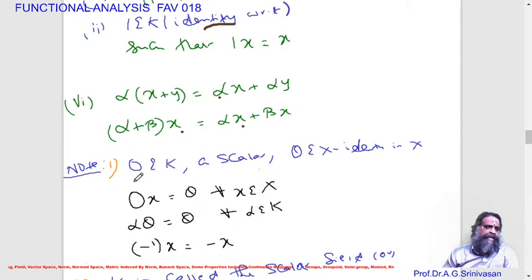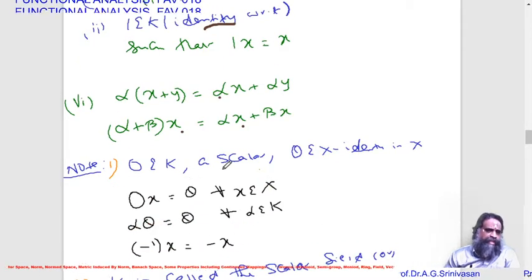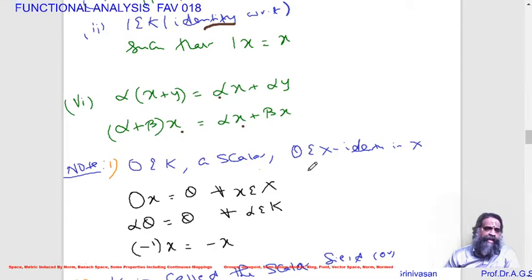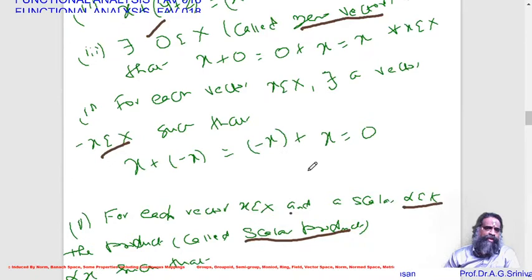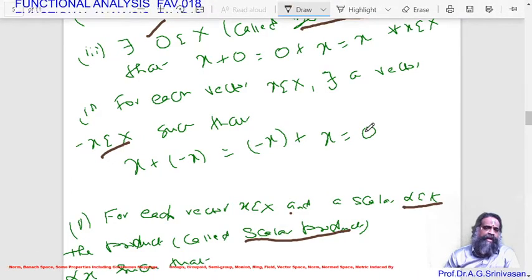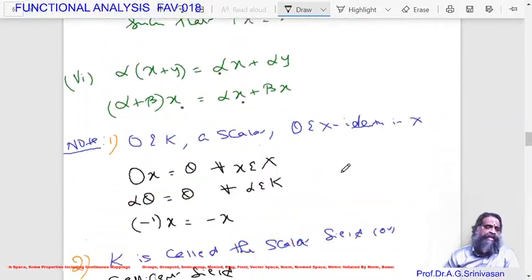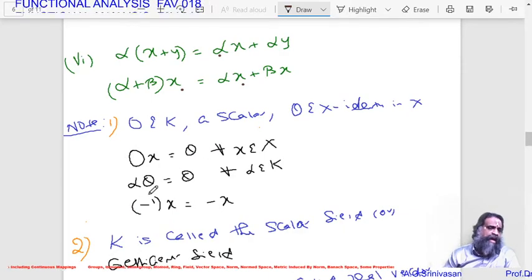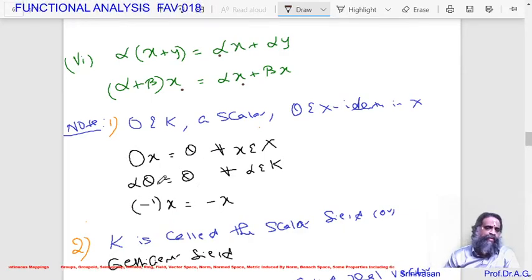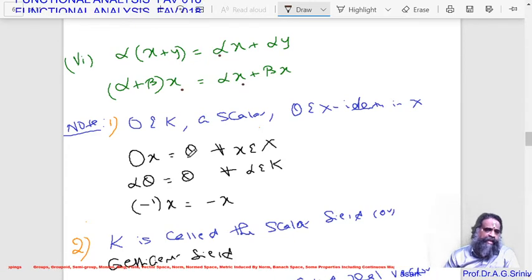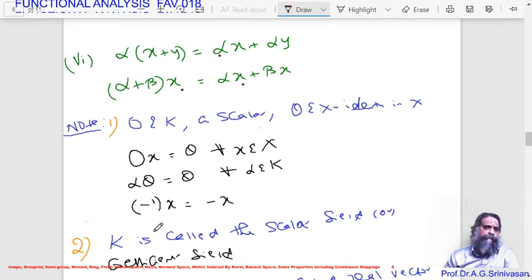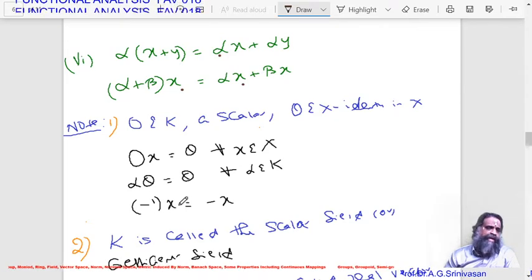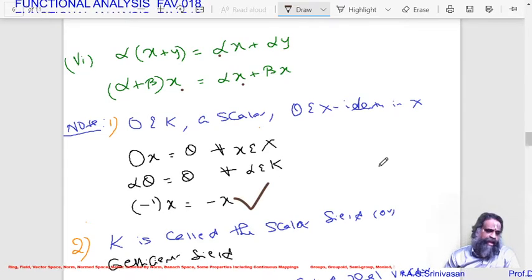Note that if 0 belongs to K, it's a scalar, whereas theta is a symbol used for the identity in X. Of course, we wrote it here as 0, but we are also writing it as theta, just to differentiate the zeros. So 0x is equal to 0, actually theta. Alpha theta, that is alpha 0, is equal to 0. This is a vector, this is a vector, this is a vector, and this is a scalar. And minus 1 is the additive inverse of 1 in the field. Minus 1 into x is denoted by the symbol minus x.